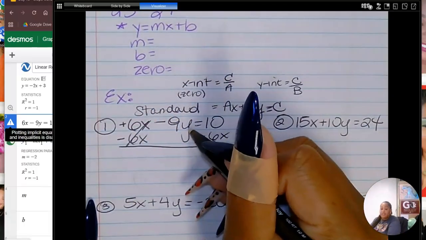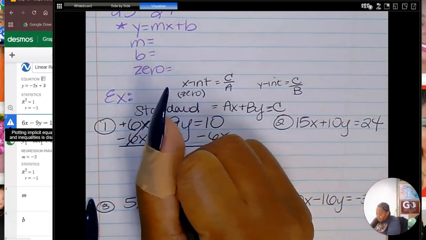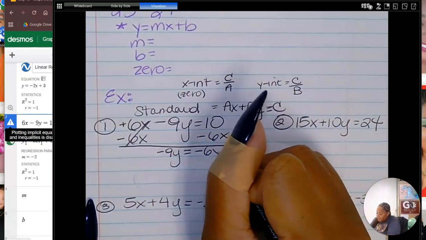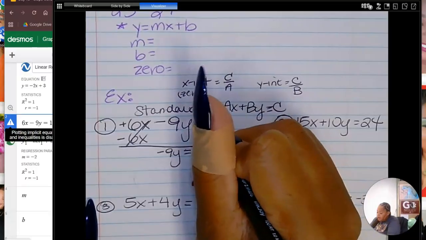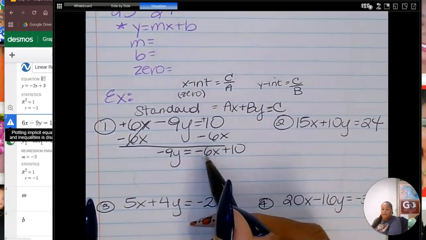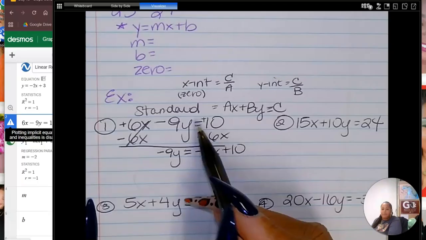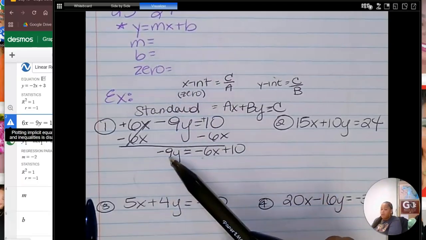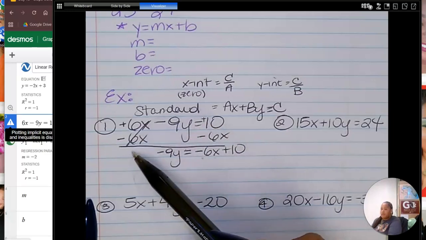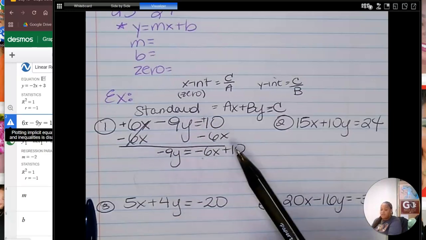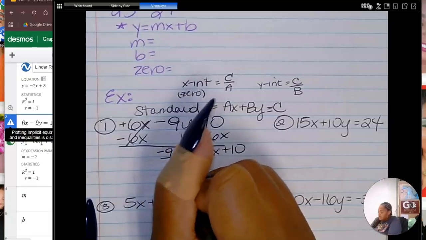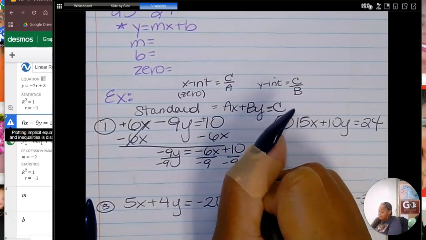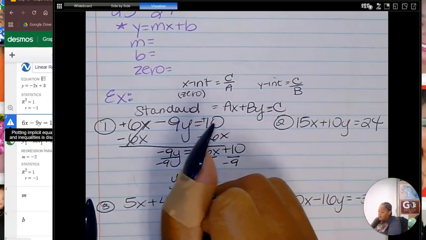Then this goes away. I need to bring down my negative 9y. And then this is negative 6x plus 10. I always put my slope and my x term first, just so I'm getting myself ready to put it in mx plus b form. Here I need to get rid of the y. The whole purpose of this is solving for y. So divide by negative 9. Each term gets divided by negative 9. This is now y equals.